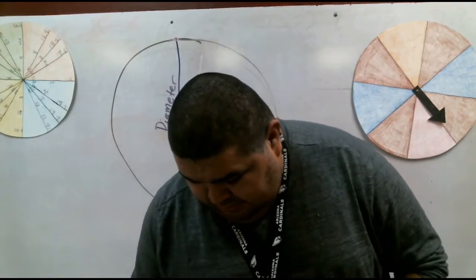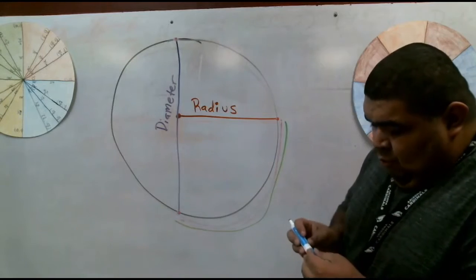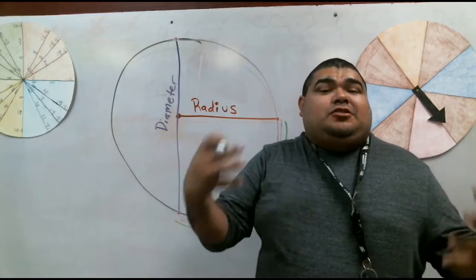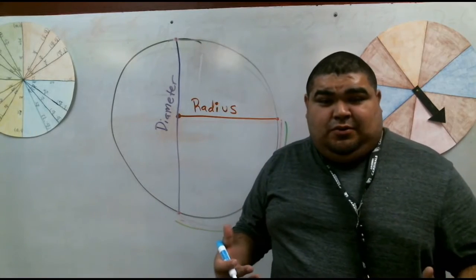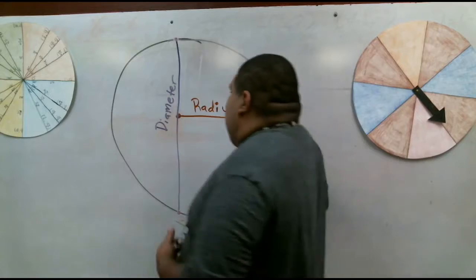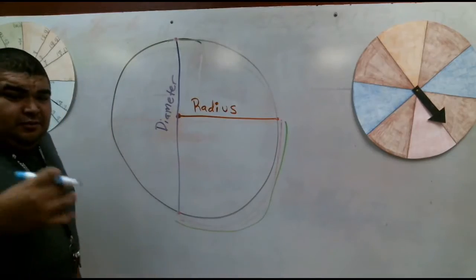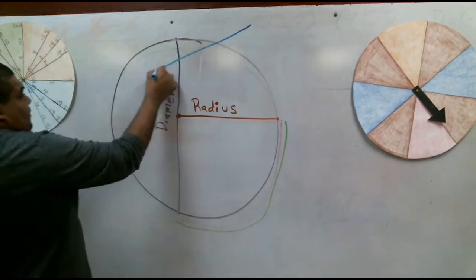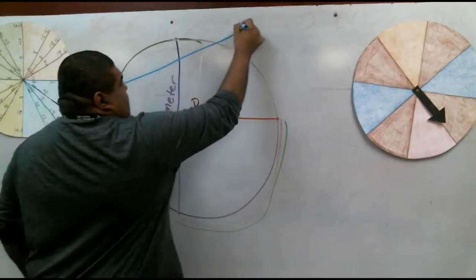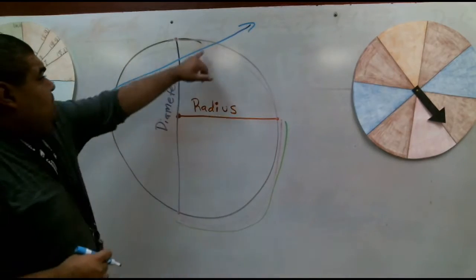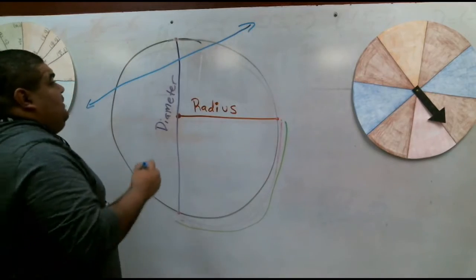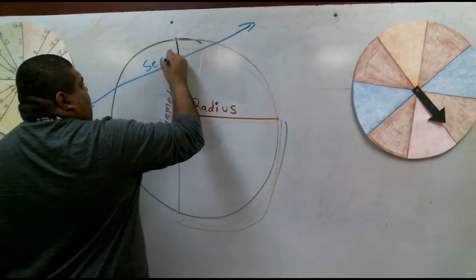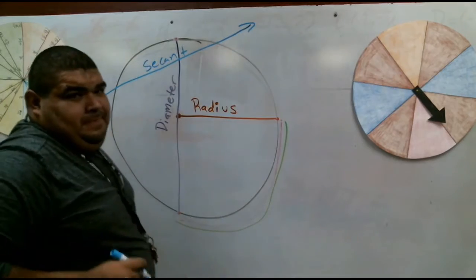Now, if we have a line that passes through the circle, again, it touches through the inside, a line that passes through. Notice that it passed through the circle. It's called a secant.